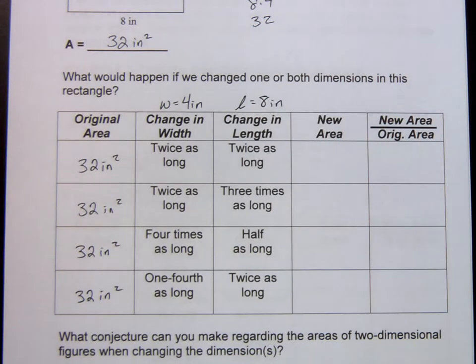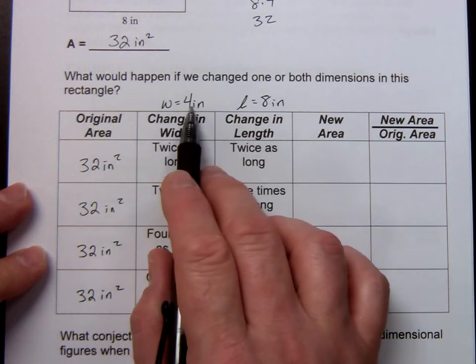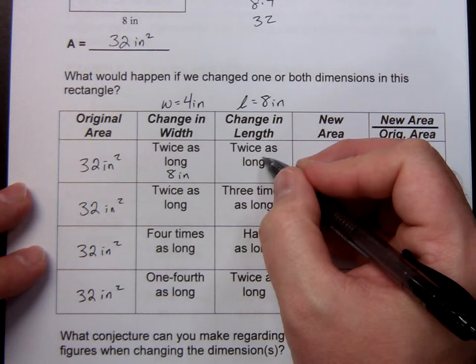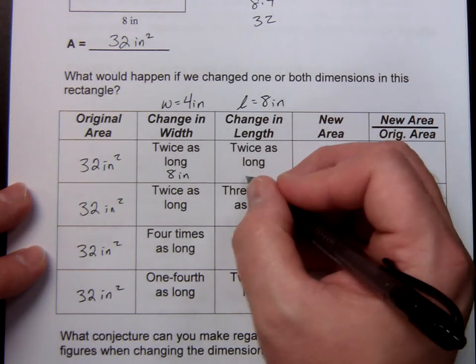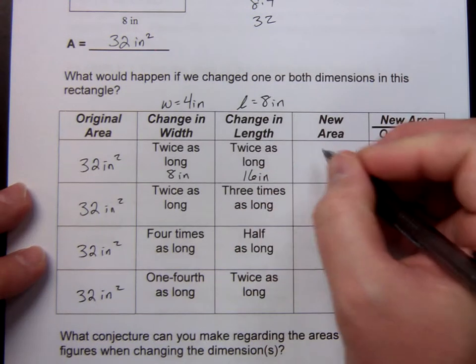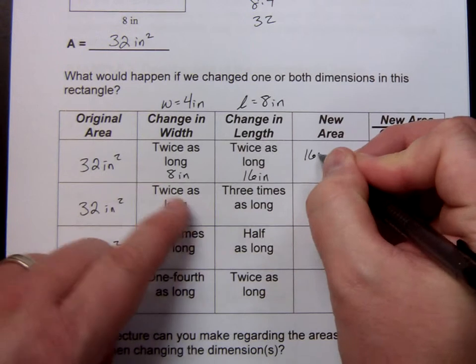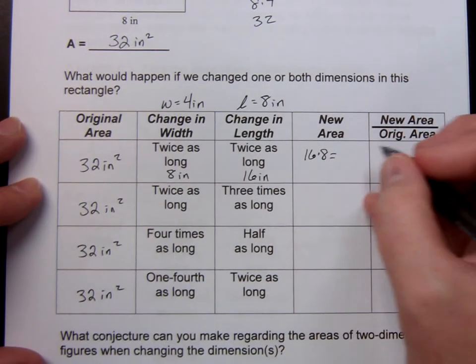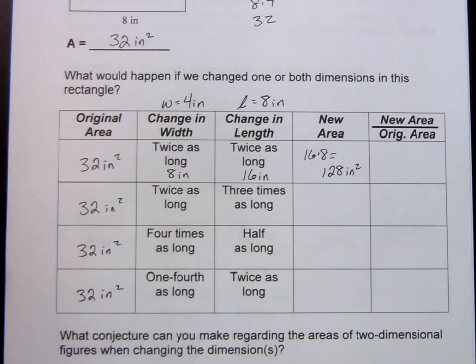All right, so let's see what happens if we make the width twice as long. If it was originally 4, this would make it 8, and we make the length twice as long. It was originally 8, so twice as long, 8 times 2 is 16. So that would give us a length of 16 and a width of 8, and length times width gives us an area of 128 inches squared. So the question is, how does that compare to our original area?